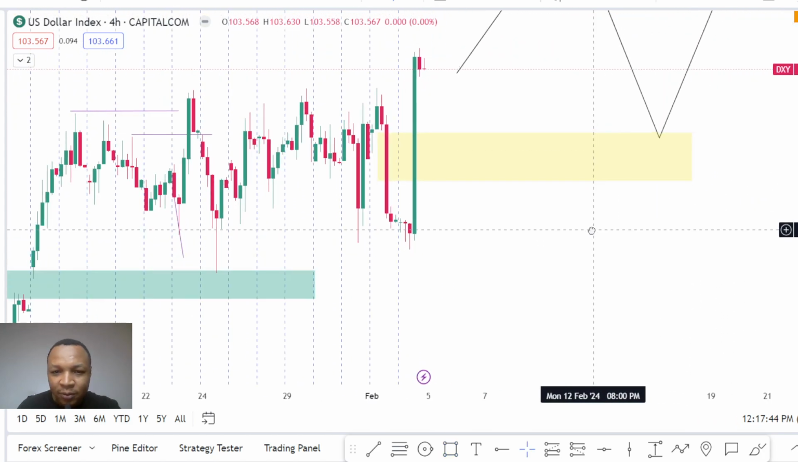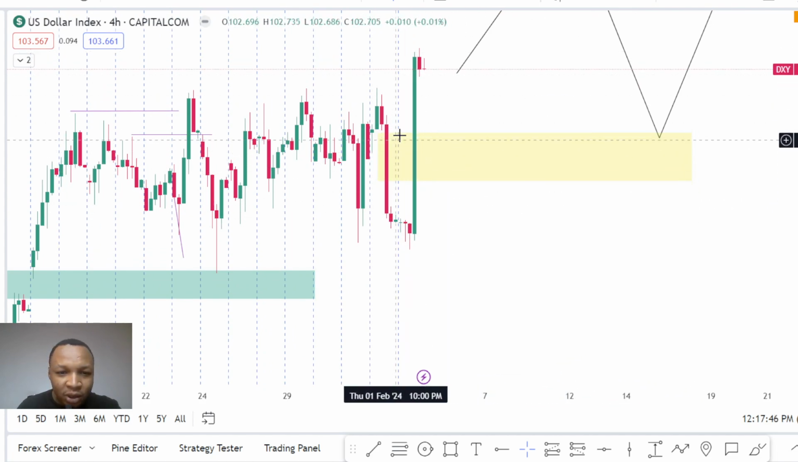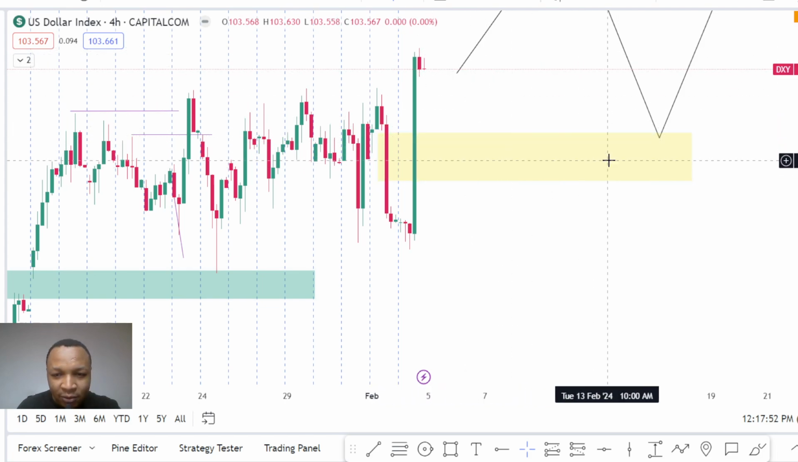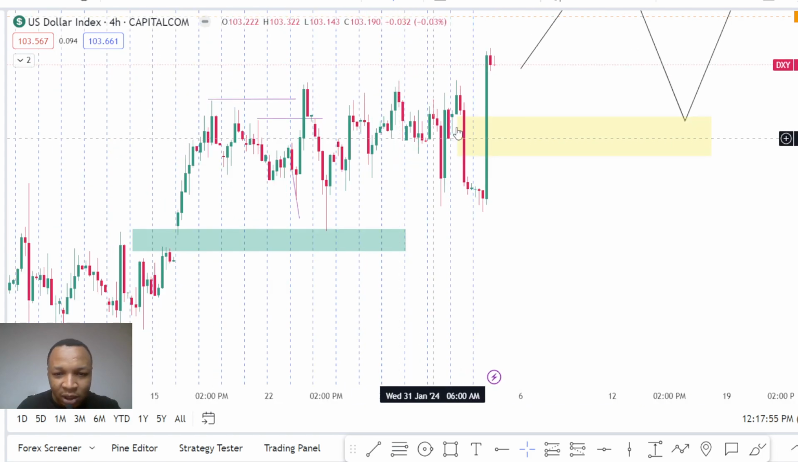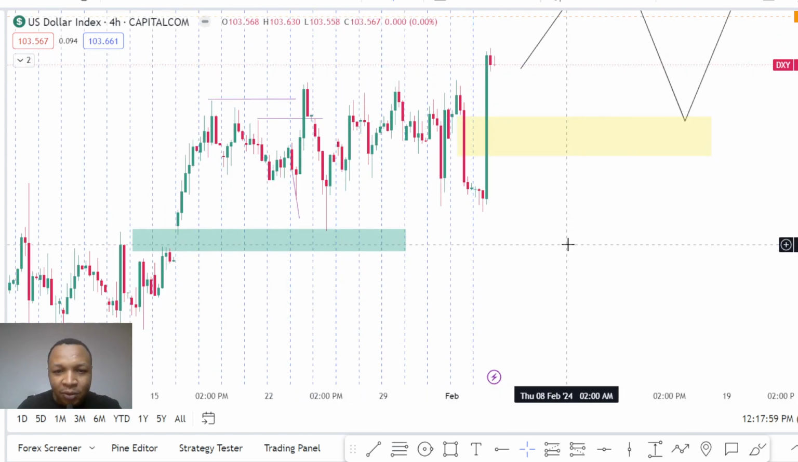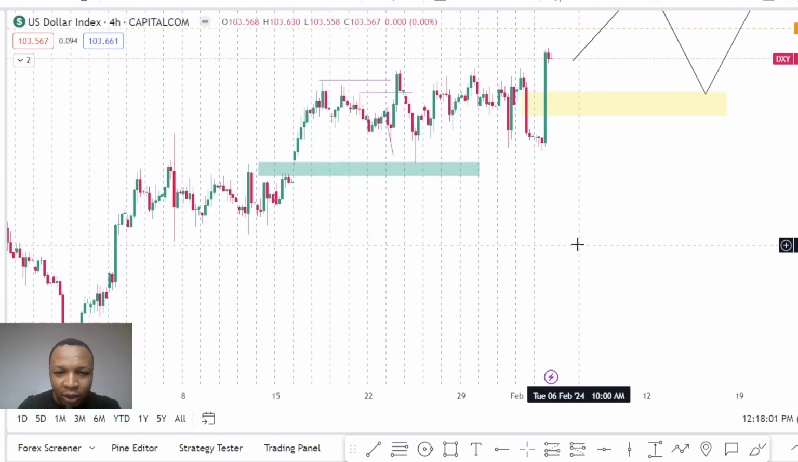We expect a retest, because there was an expansion, a very fast, explosive expansion to the upside. We want to see the dollar index retest this level and then continue expanding. So this is our outlook on the dollar index going into next week. Retest this level and continue expanding further upwards.